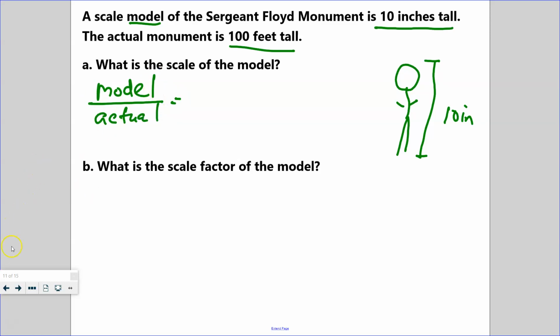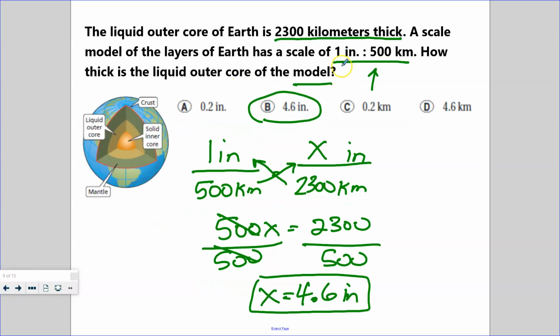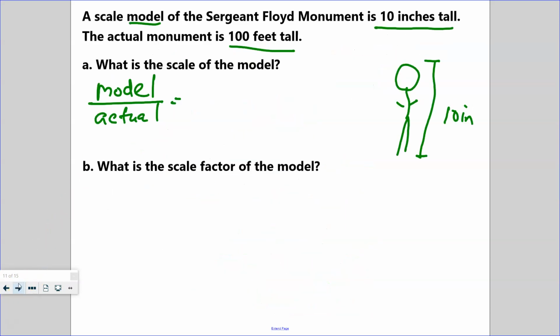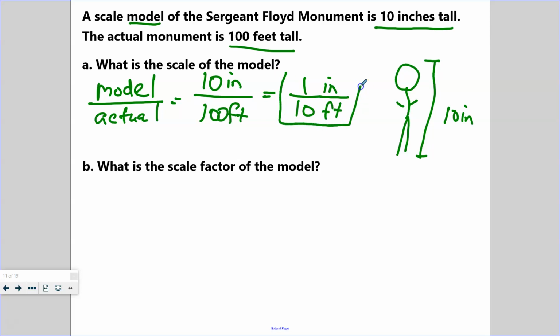So scale model, it gave it to us this last time, right? It says the scale is 1 inch for every 500 kilometers, and this is actually what we're figuring out right now. Okay, so we're going to use that formula of the model height over the actual height. So we have 10 inches over 100 feet, right? So just another ratio of feet, and we know that it's a 1 to 10 ratio. 1 inch for every 10 feet, right? So this would be our scale model.